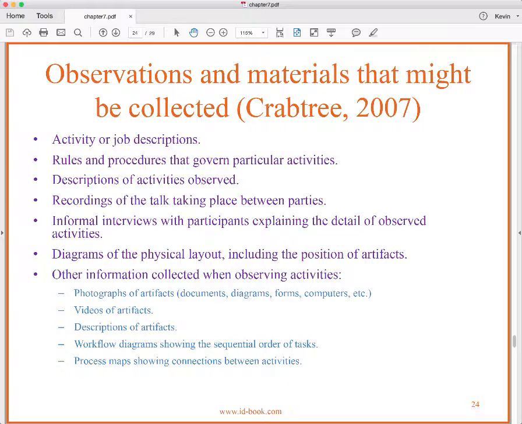Okay, so let's say we're doing an ethnographic study with an interaction design focus. What kind of observations or materials might be collected? Well, activity descriptions or job descriptions, rules and procedures that govern particular activities, descriptions of the activities observed. That would be the activities that we and our colleagues observed. Recordings of the talk taking place between the parties. Informal interviews with participants explaining the detail of observed activities.